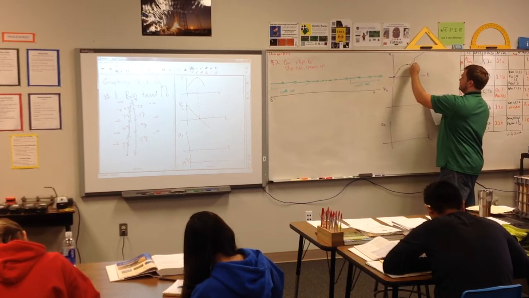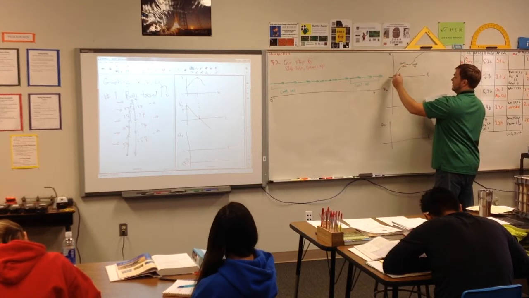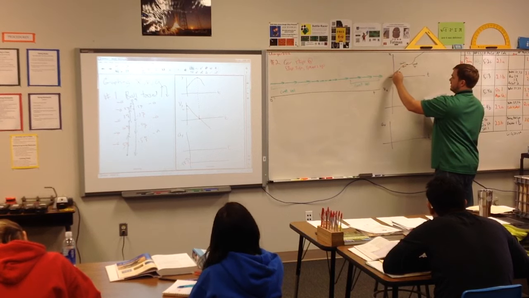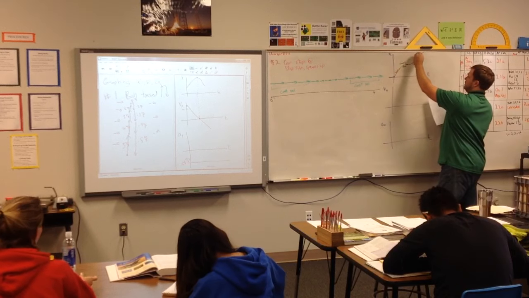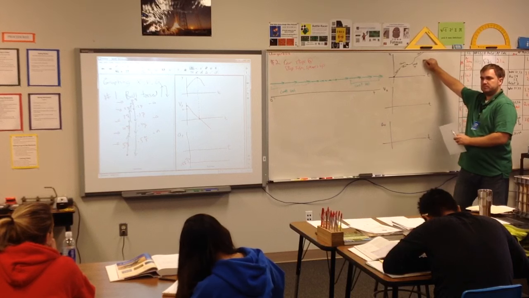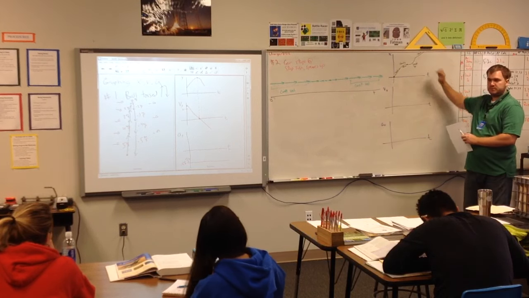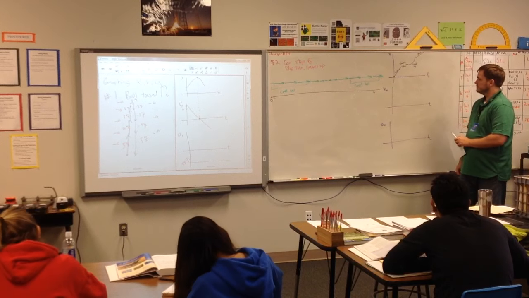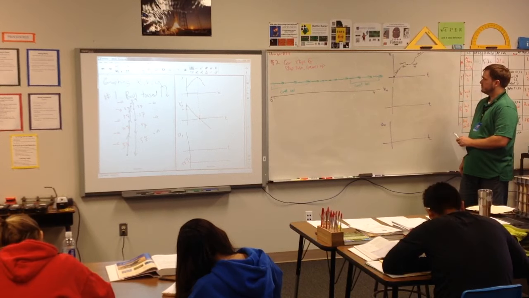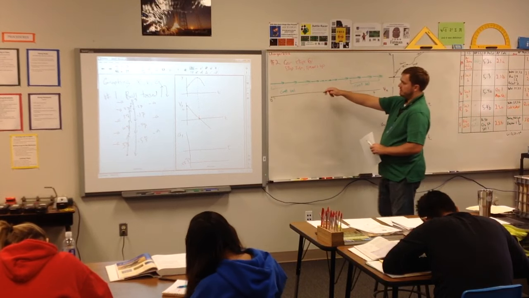So here is where he is speeding up. Here's where he's slowing down. And then right here, this is where he has the constant velocity. Can y'all see that okay? Anybody have a question on that? Okay.